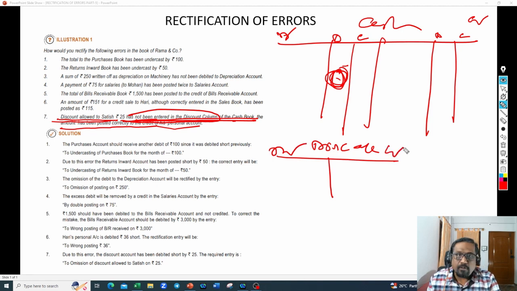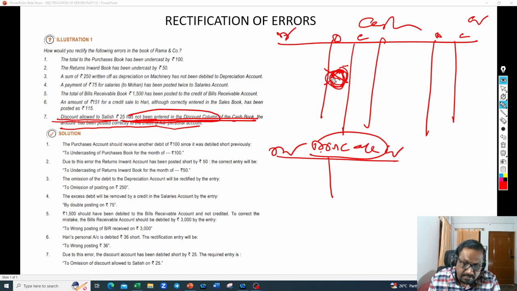This is discount allowed. Discount allowed will be debited in cash book. Why? We give the discount only when we receive the amount. Since we received the amount, we gave the discount. So discount allowed is not entered here. If this is not entered here, the same balance will not go to discount account, so we wouldn't have posted this amount. So we need to debit this in discount account now. Are you getting my point?